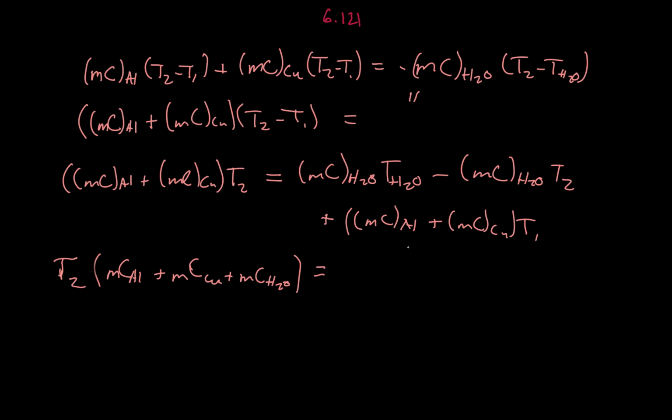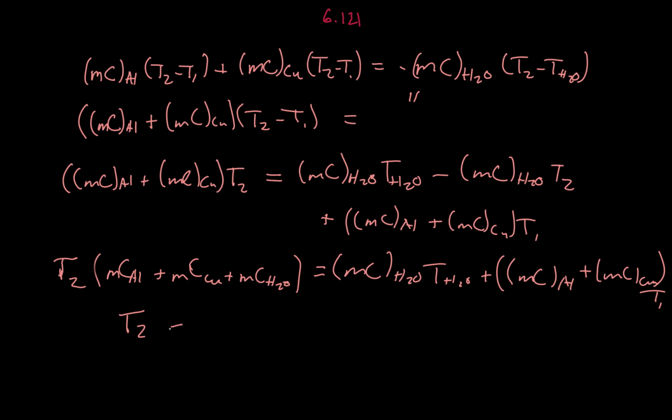Okay, and that is equal to this other stuff here. So this is m c H2O, T H2O, plus all these things, m c Al plus m c Cu, times T1. Nearly there. Whoops, I forgot the brackets here. But okay, so then T2 is going to be equal to this divided by this. And we finally have something we can stick all the numbers in. All right, so let's start doing exactly that.